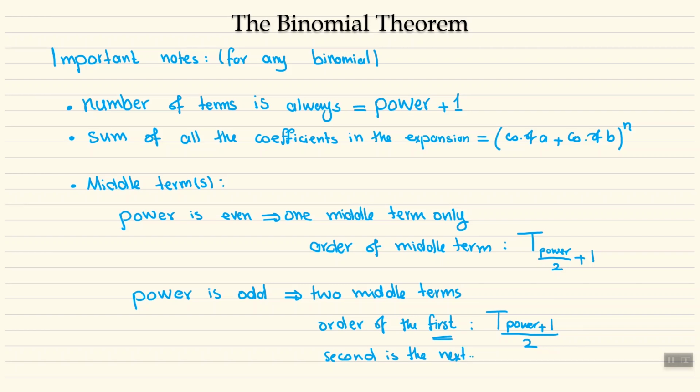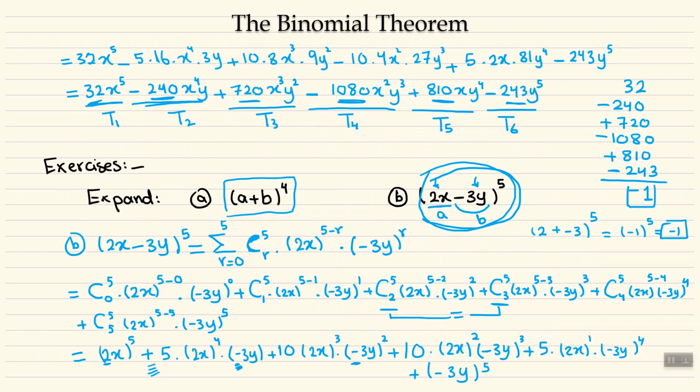What do we mean by that? Look at this, guys. So here, for example, the power is odd. So if the power is odd, we're expecting two middle terms. The first term will be t, take the power, add 1, and divide by 2. This is going to be 6 divided by 2, which is t3. So the first middle term is t3. And the next middle term is the second middle term. So the middle terms are going to be t3 and t4.